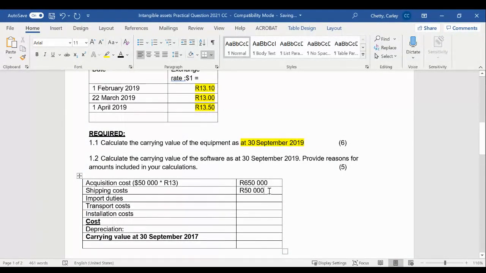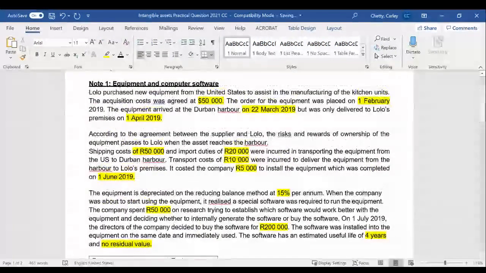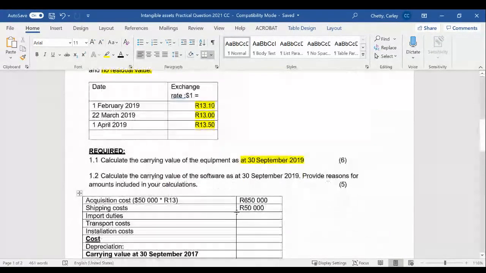Okay, so we've included our shipping costs. Are we going to include our import duties? So there are import duties of 20,000 Rand. These were incurred in transporting the equipment from the US to the Durban harbor. Are we going to include this in the cost of our assets? Okay, correct. Yes, we are. This is also another example of a directly attributable cost. We are going to include the import duties in the cost of our equipment.